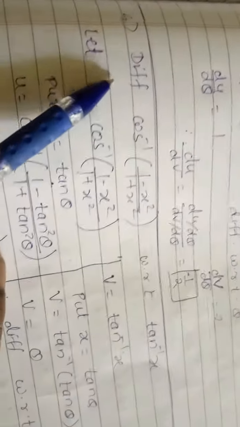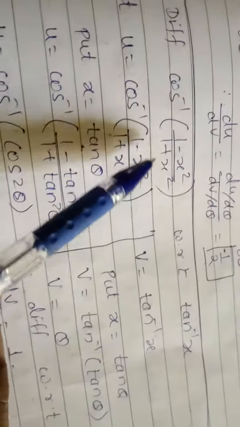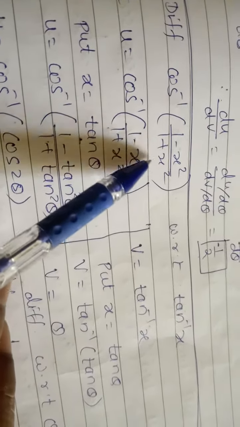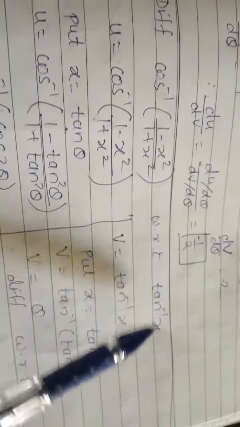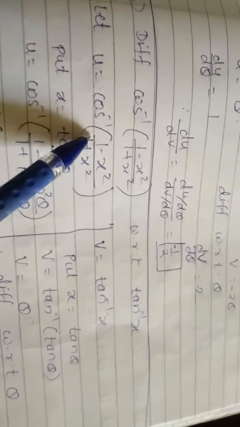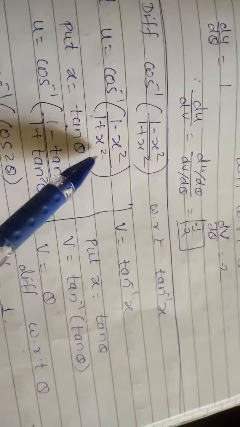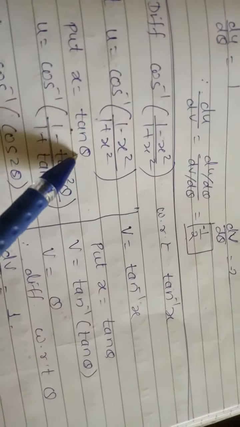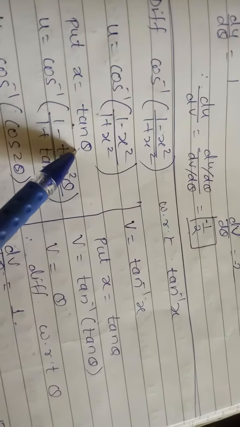Now see example number 4. Differentiate cos inverse of (1 minus x square upon 1 plus x square) with respect to tan inverse x. So u is equal to cos inverse of (1 minus x square upon 1 plus x square). Again we are going to put down the value of tan theta. We saw this formula in the second example also.